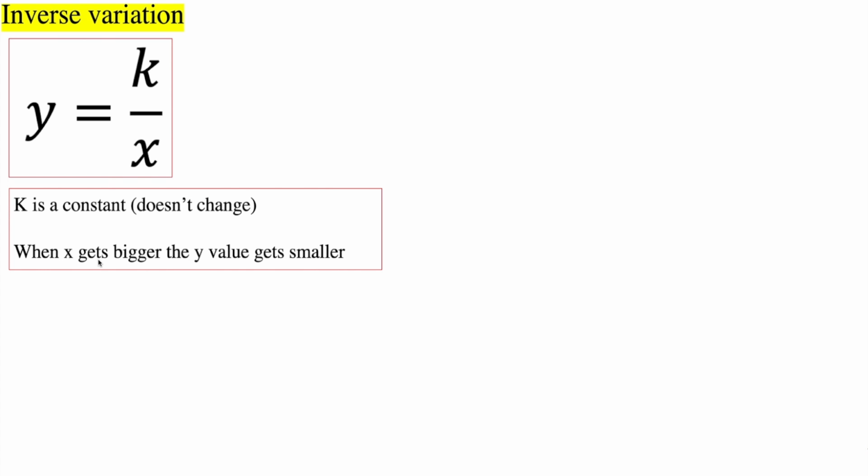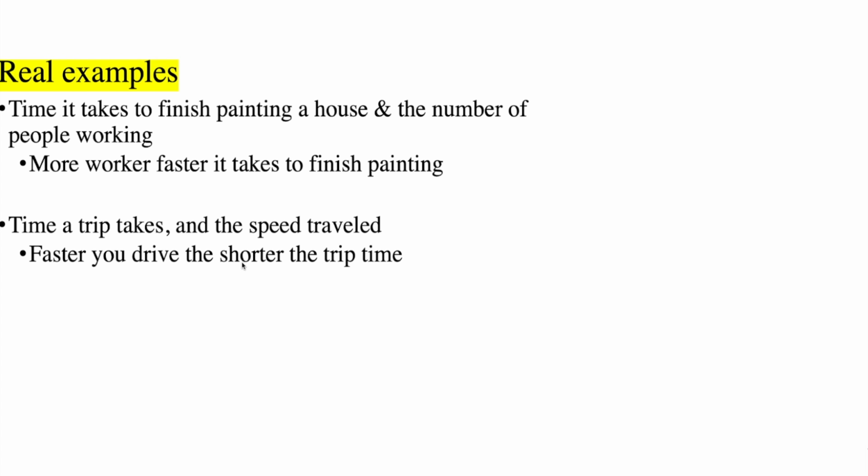And when the x value gets bigger, the y value gets smaller. This is the main idea. When x gets bigger, the y value gets smaller. So examples of inverse variation in your everyday life could be the time it takes to finish painting a house and the number of people working. If you have more people working, the house will be painted faster. Also, the time a trip takes and the speed traveled. If you drive faster, then the amount of time it will take you to get to your destination will be shorter. So those are two concrete examples of inverse variations.